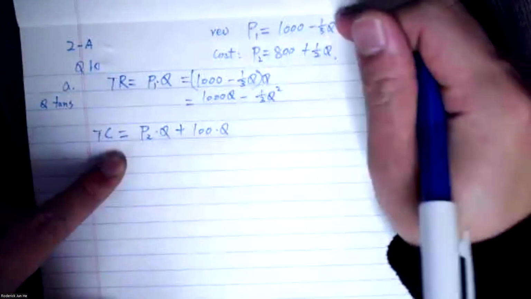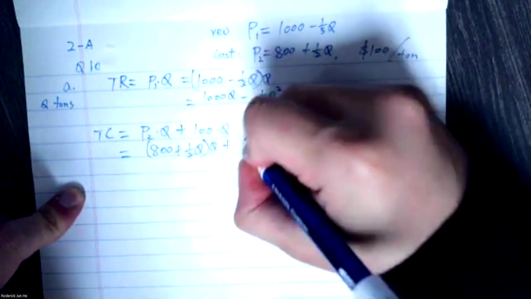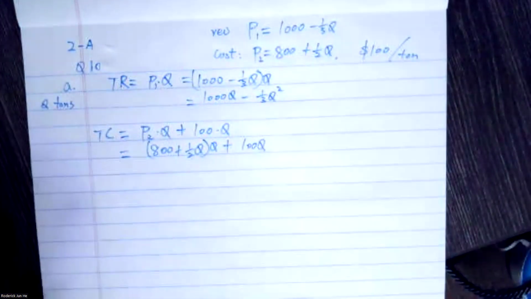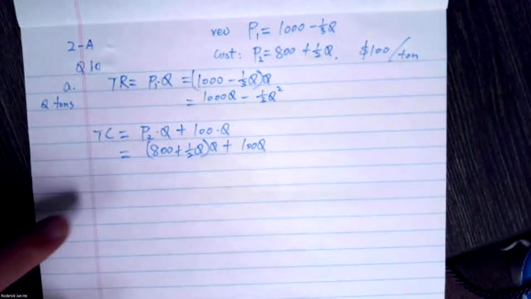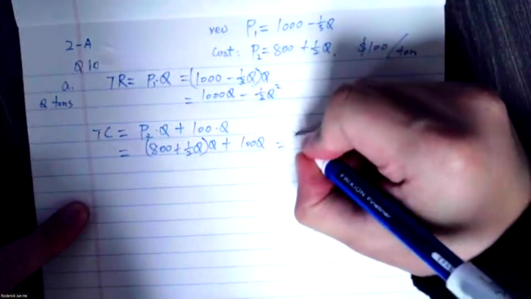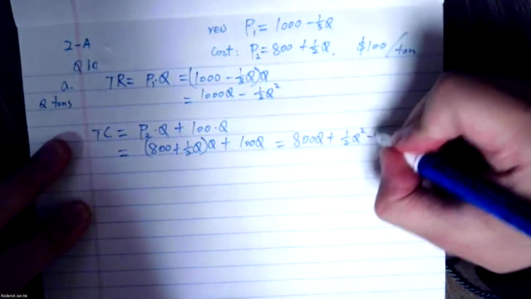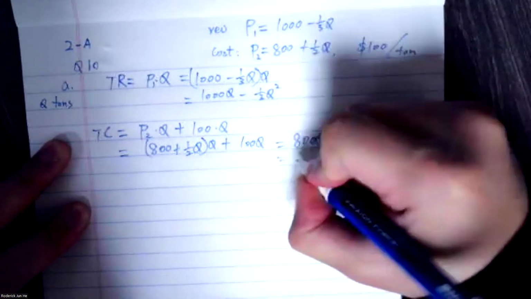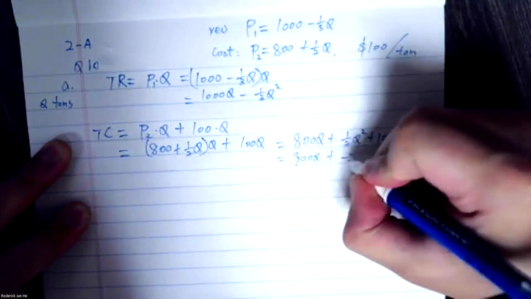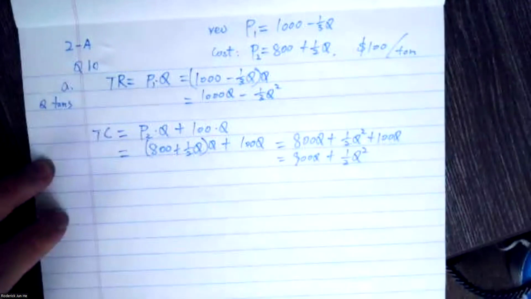So then we just plug those in. We have 800 plus half of Q, by Q, plus 100 Q. That is your total cost. So that is 800 Q plus half of Q squared plus 100 Q. So that is 900 Q plus half of Q squared.